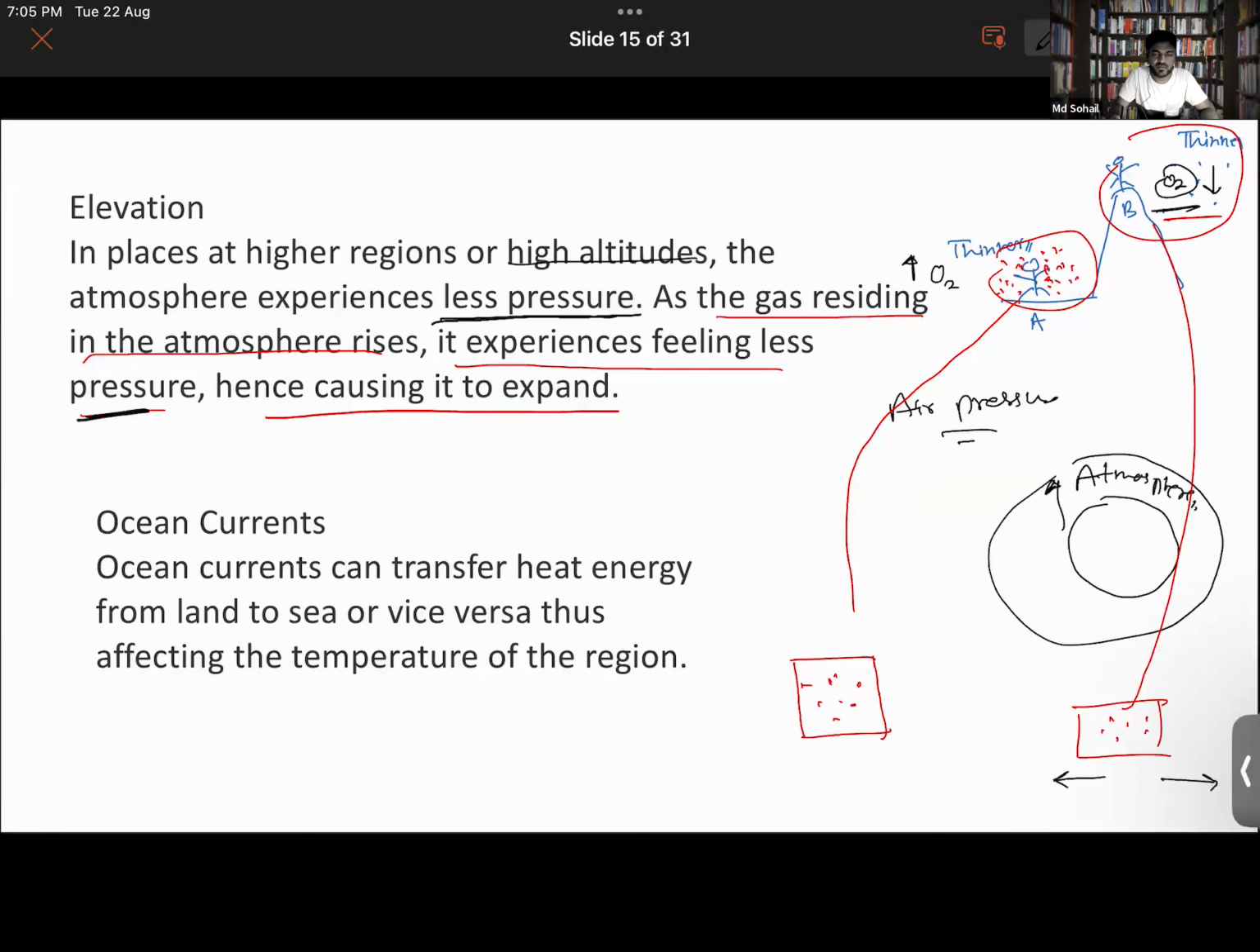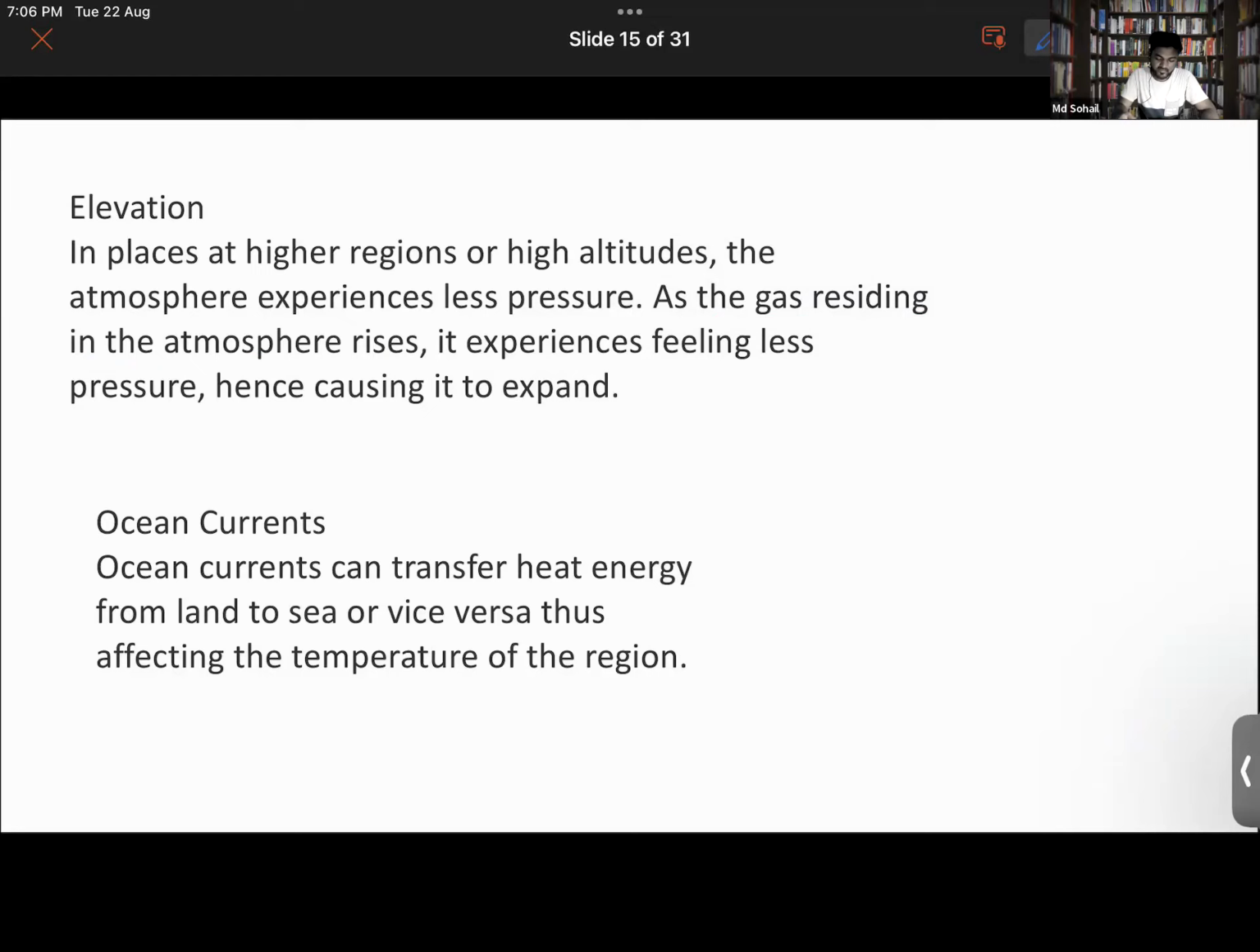Now, what are the ocean currents? In order to understand that, we know that land and water surfaces heat differently, isn't it? They heat in different manners. So look at this diagram here. This is your ocean, and these are your continents, right? So ocean currents can transfer heat energy from land to sea or vice versa.